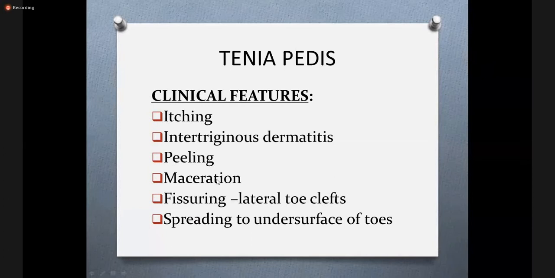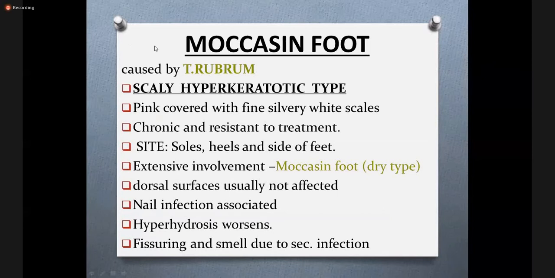They may present with itching, interdigital dermatitis, peeling, sometimes maceration, fissuring, and spreading to the undersurface of the toe. Sometimes it presents as a moccasin foot. Moccasin foot is only the scaly hyperkeratotic type. They are pink, covered with fine, slippery, white scale. These types of infection are usually chronic and resistant to treatment. The most common sites are the sole, heel, and side of the foot. It is usually the dry type, and extensive involvement occurs in moccasin foot.